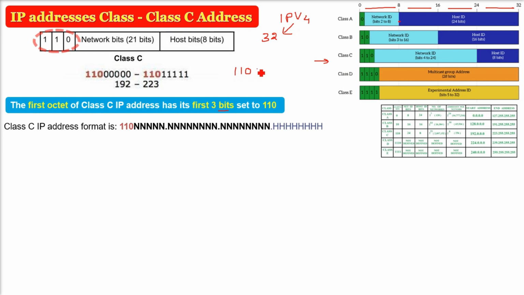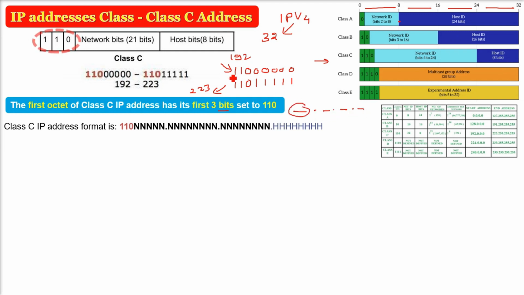So what is the minimum of the first octet? 110, then you just put all zeros. This is the minimum. And what is the maximum? 110 is fixed. You cannot change that. Now you can put all the ones here. And what is the decimal value of this binary? The minimum is 192, and this one is 223. So the minimum first octet number for class C is 192, and the last one can be 223.